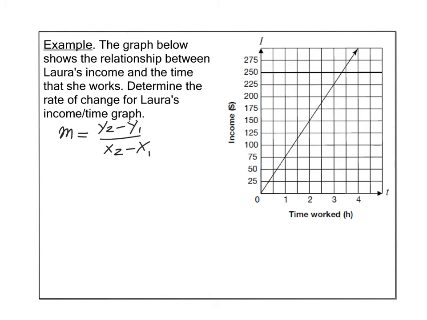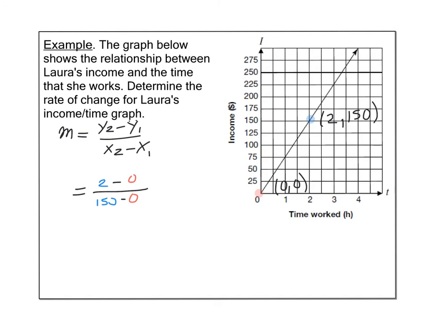Well, we know rate of change is just another way of saying slope, so I wrote down our slope formula, and I'm going to pick 2 points on the graph. Let's go with maybe 0, 0, and how about 2 and 150. So what I've done is I have put in my values. So my y1, x1 are 0, 0, so here they are in red.